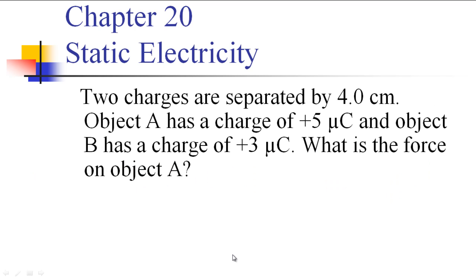Here's another quick little problem. Two charges are separated by 4.0 centimeters. Object A has a charge of positive 5 microcoulombs, and B, positive 3 microcoulombs. What is the net force on object A?